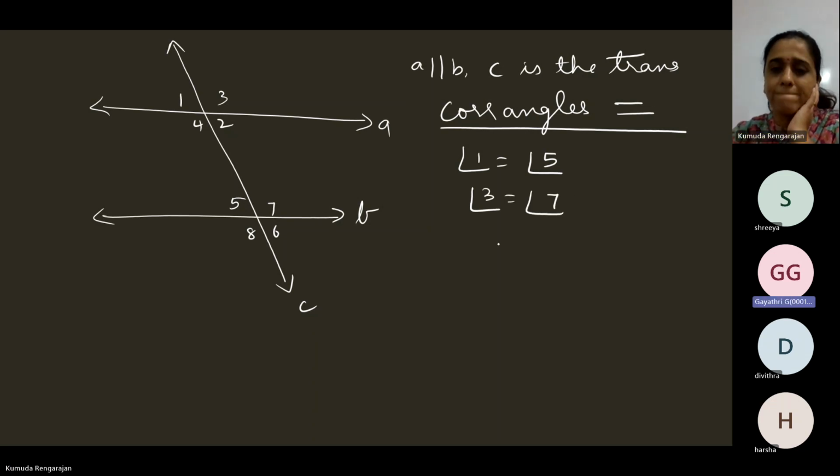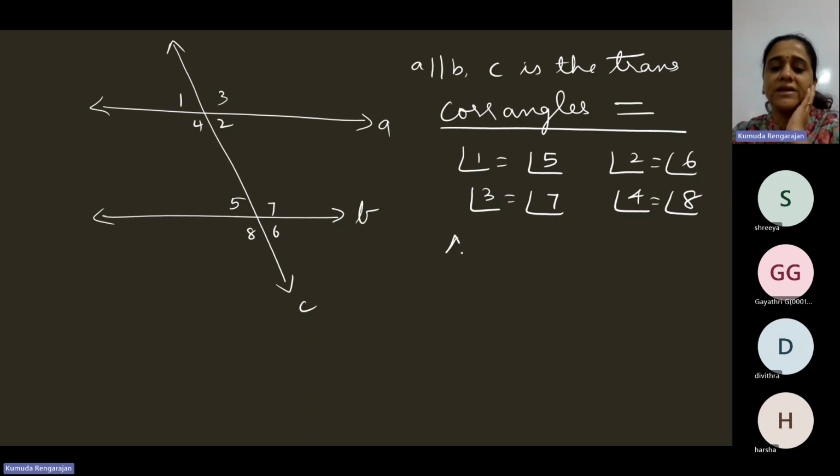Then angle 4 and 8, 2 and 6, okay. Angle 2 and 6, 4 and 8. Correct. Alternate interior angles are equal.